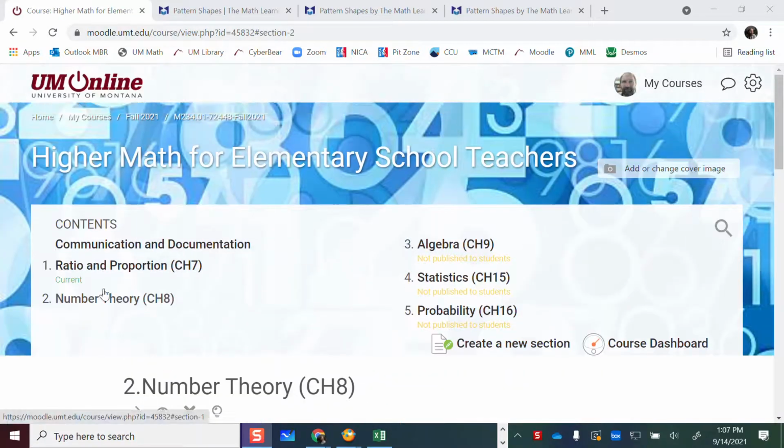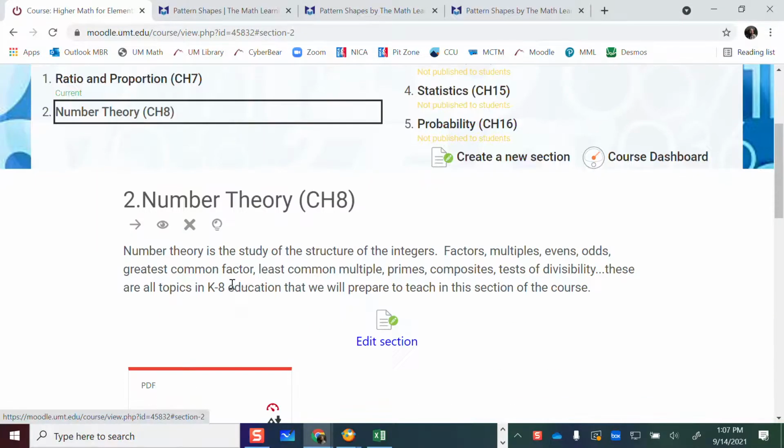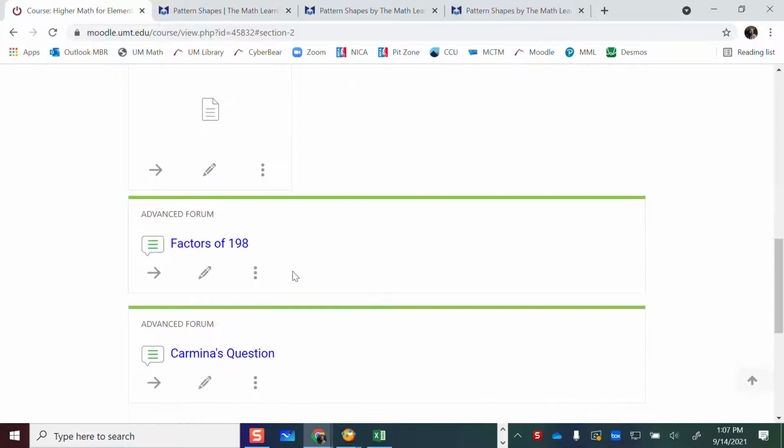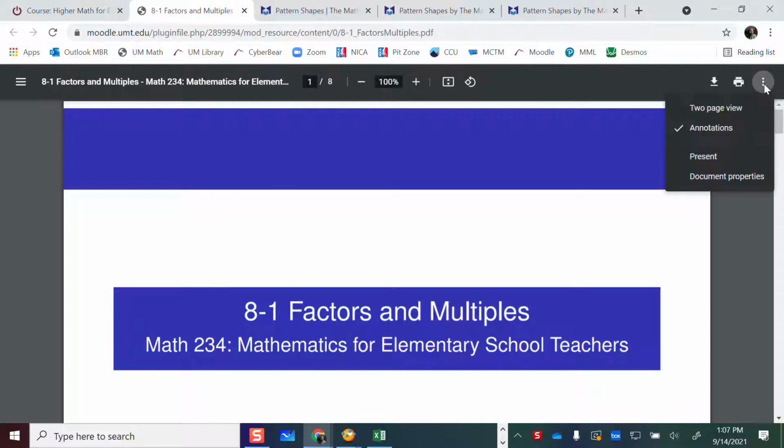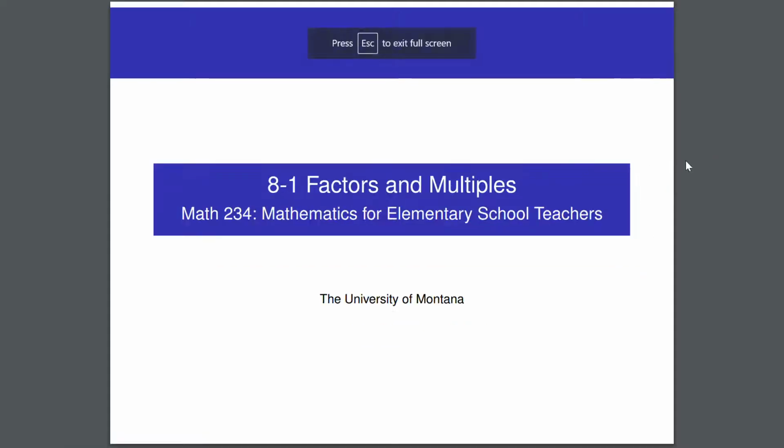So the first thing I want to do is show you where you can find material for this lecture. We're on the section. We're going to just do the first chapter of our number theory chapter that's coming up next. If you'll go to number theory, you'll see the slides here, and then there are a couple forums, and I'll talk about that once I'm into the lecture. So here we are on factors and multiples. I'll go start the presentation.